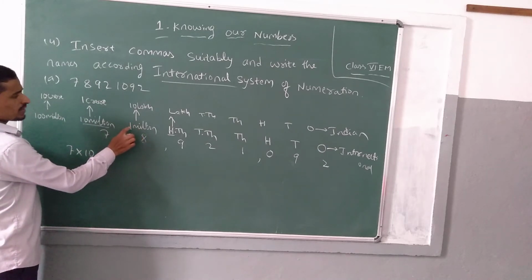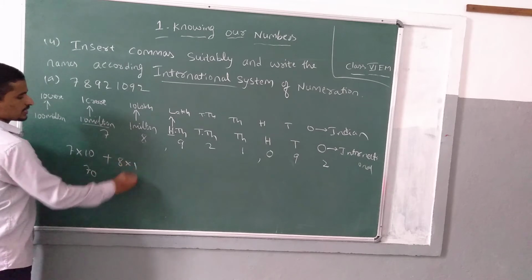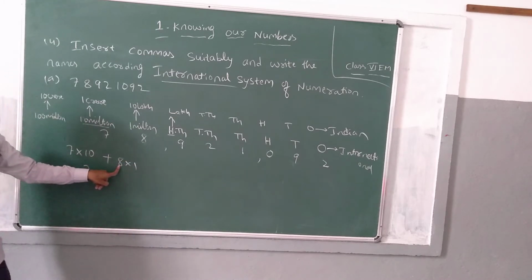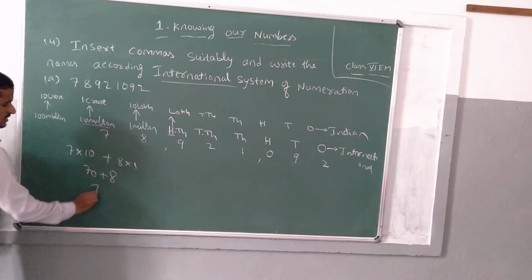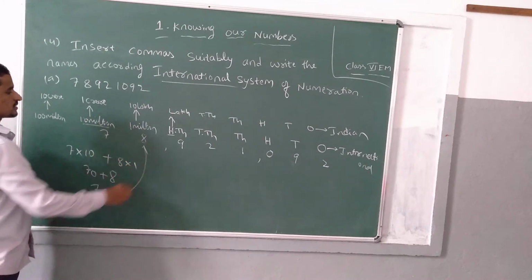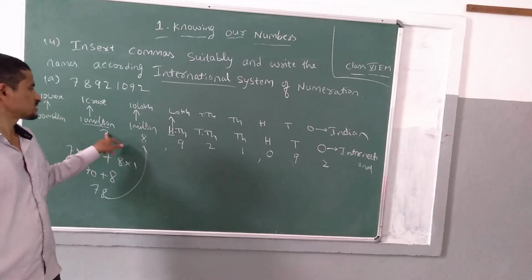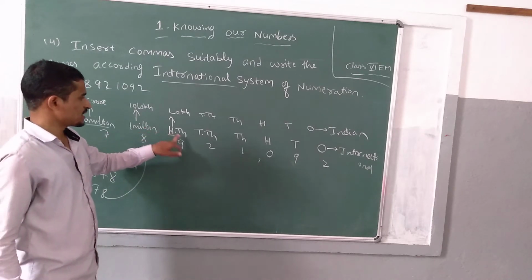Plus, how many 1 millions are there? 8 are there. 1 million is 8. 8 ones are 8. So 70 plus 8 is 78 million.